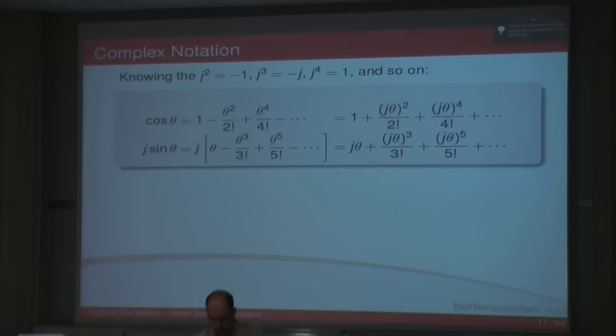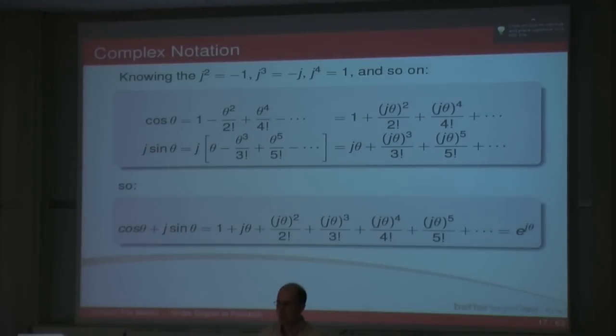And so you keep going, and if you add those two things together, you end up with this series. And it just so happens that this series equals e to the j theta. Okay? So our complex number, which is cosine theta plus j sine theta, equals e to the power of j theta. Okay?